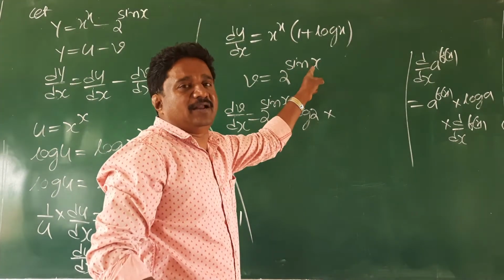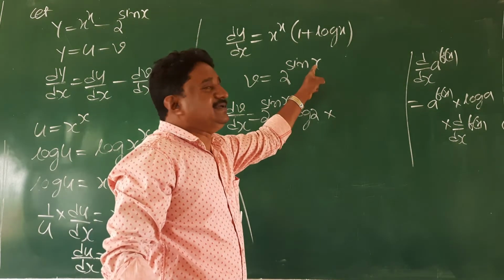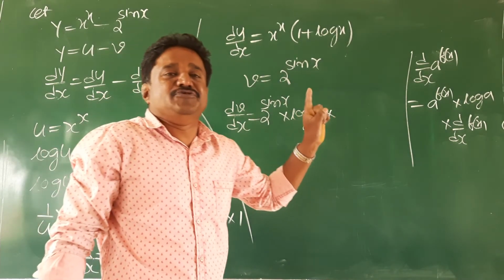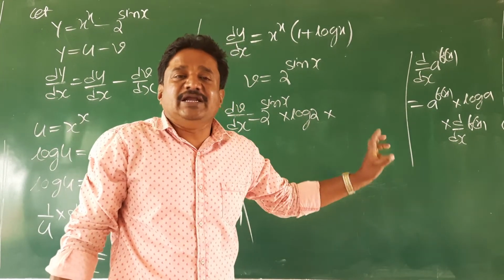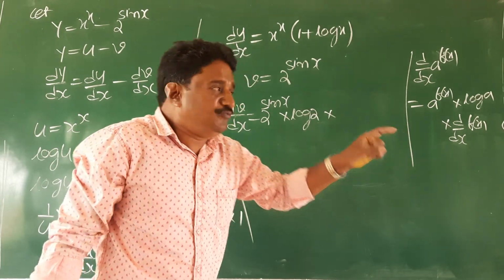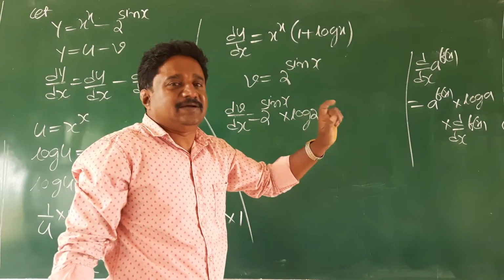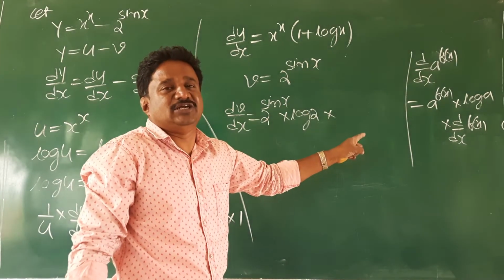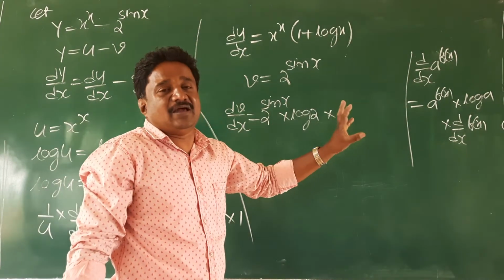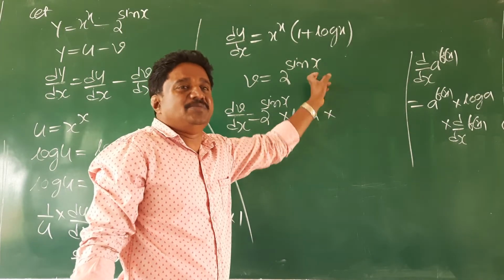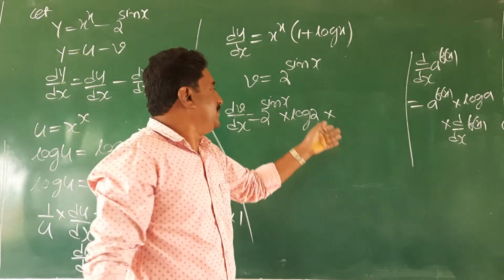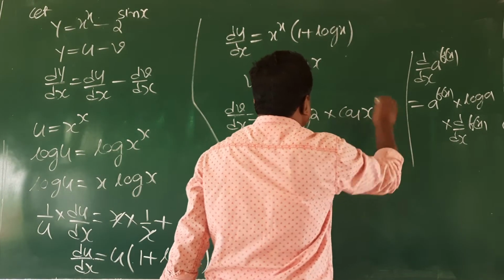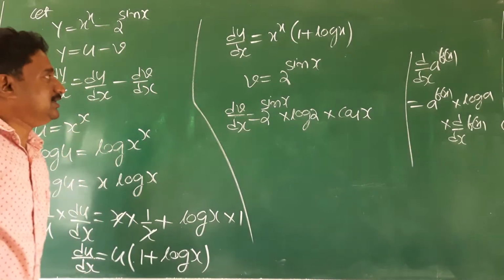You look at this power, students. We don't have x in the power. In the place of x, we have sin x. If it is x, differentiation of x becomes 1, and we need not write that 1. So if this power is other than x, differentiating that is a must, because we will get a different function. Differentiation of sin x is cos x.